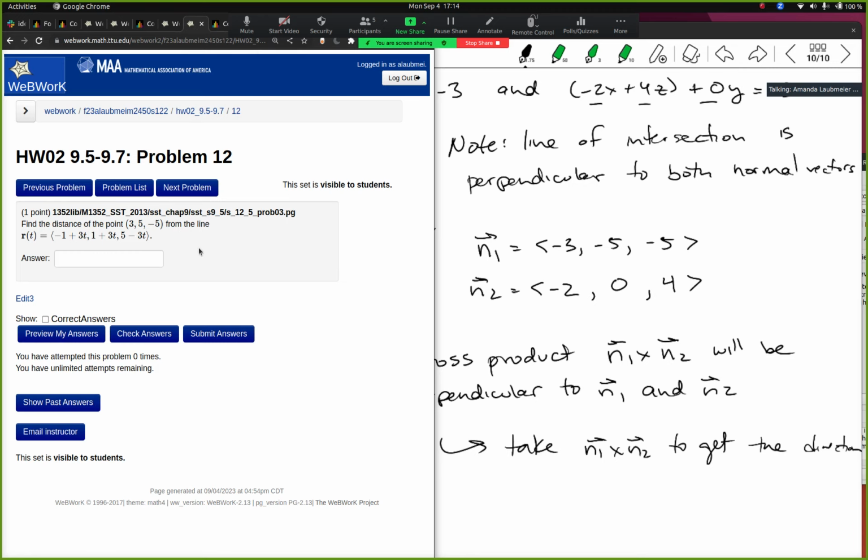This one is asking us to find the distance of the point from the line. And I did not commit that to memory. So we're going to roll back here after I pull up, I guess just the video.